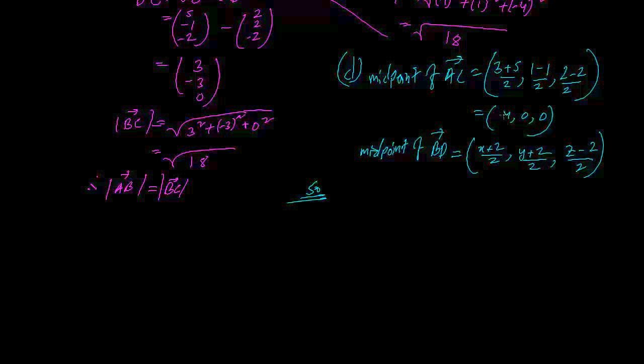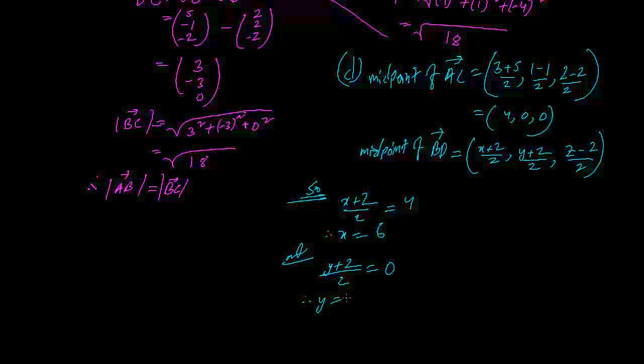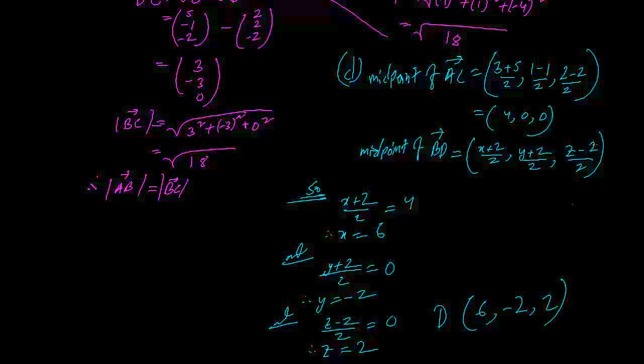So we can write x plus 2 by 2 equals 4. Therefore, x equals 8 minus 2, which is 6. And y plus 2 by 2 equals 0. Therefore, y equals 2 into 0, which is 0, so that becomes minus 2. And z minus 2 by 2 equals 0. Therefore, z equals 2 into 0 is 0, so minus 2 plus... this is going to be 2. So D has the coordinates 6, minus 2, and 2.